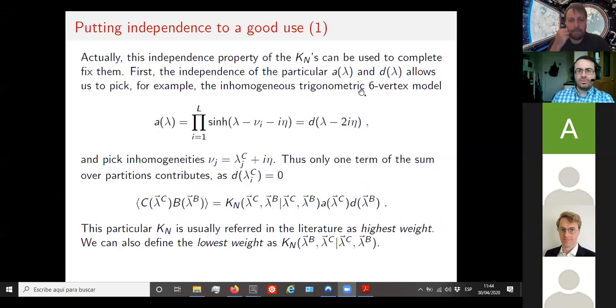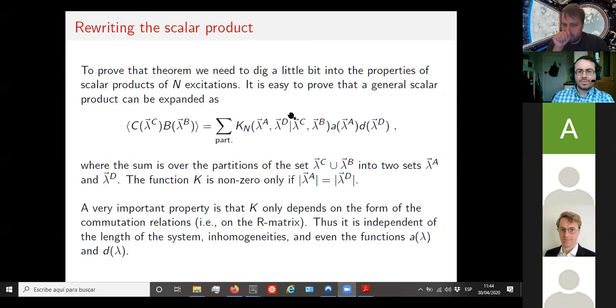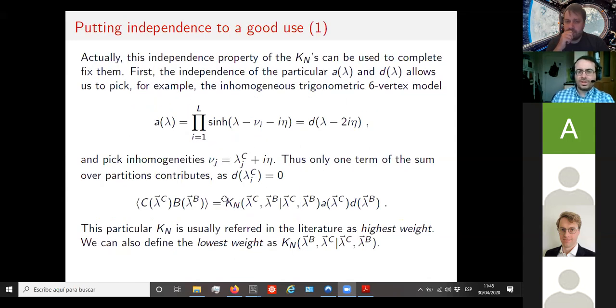He takes, for example, the inhomogeneous trigonometric six vertex model, where A and D are defined as the product of these hyperbolic sines. And he picks very particular values of the inhomogeneities, in particular all the lambda c's equal to lambda plus I eta. And in that case, when you have one lambda c appearing in a D, in this sum over partitions, that term is not going to contribute. So the only term that is going to contribute in this sum over partitions is the one where all the lambda c's are in the lambda a's and all the lambda b's are in the lambda d's. And you get only one term of the sum of partitions. Now the thing is to find this scalar product by other means. This is usually called in the literature the highest weight. You can also compute the lowest weight by using here the lambda b instead.